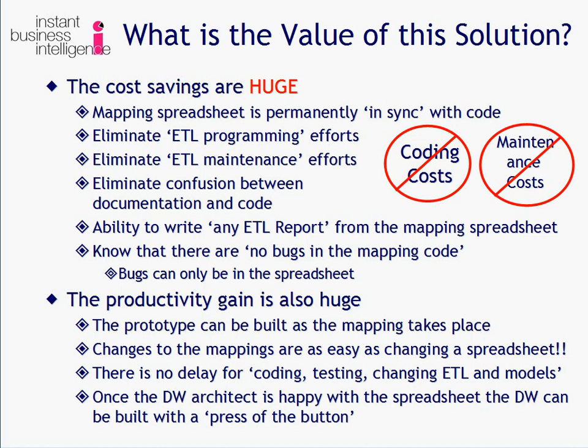So there's the other thing that we see: there's no delay in coding, testing, and changing ETL and models. That's a very fast cycle to go through each and every time. Once the data warehouse architect is happy with portions of the spreadsheet, he can just hit that build button and the executable output just appears.